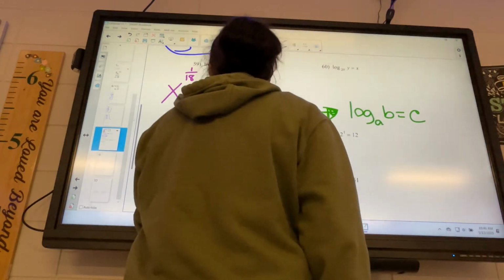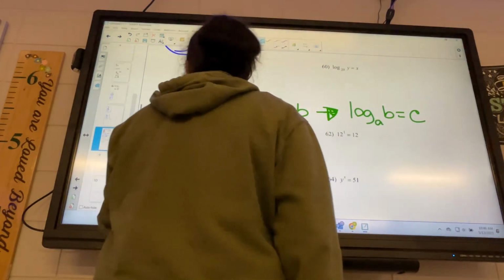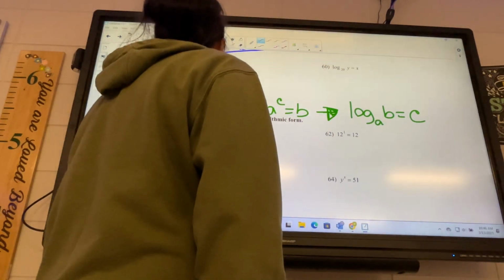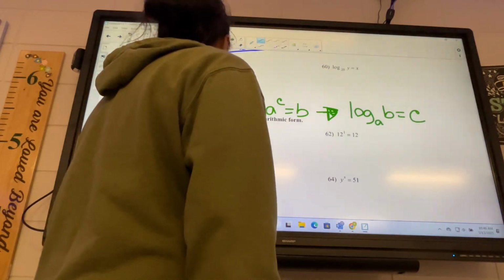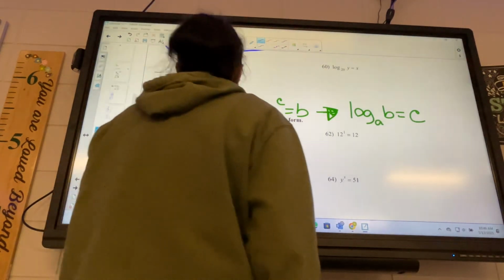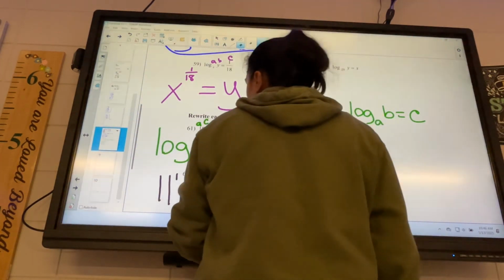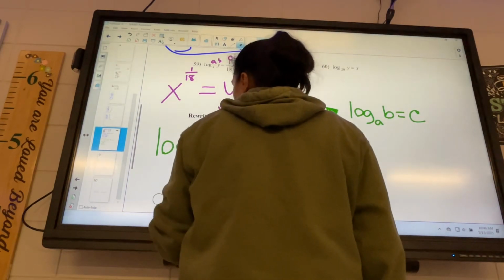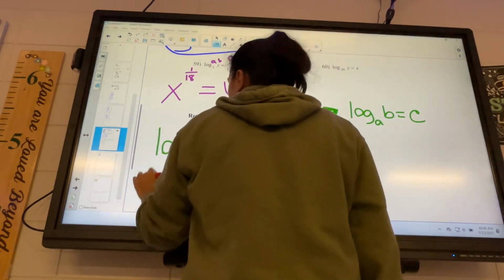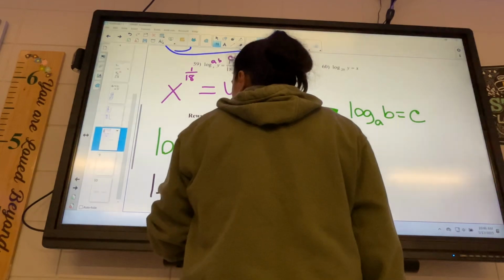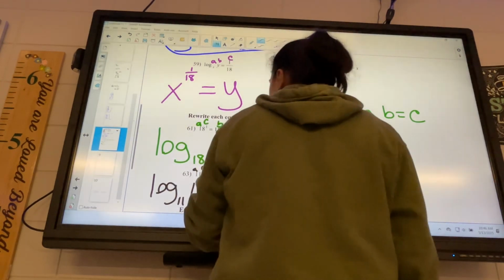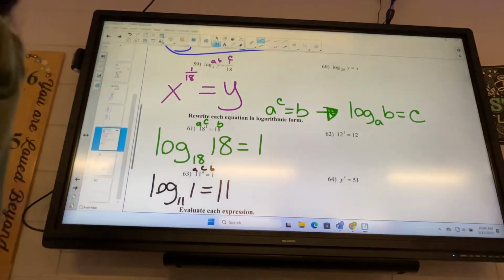Okay, 63 is going to be, this is my A, C, B. So it's going to look like 11 to the 1 equals 11. Oh no, I just copied it down. It's going to be log base 11 of 11 equals 1. It's too many ones.